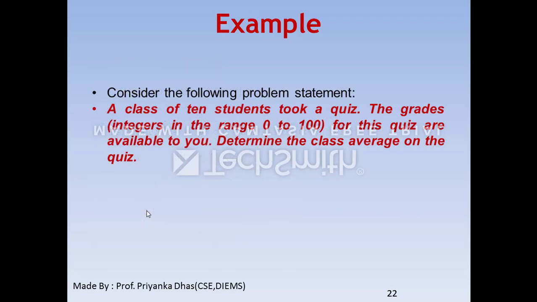Next one is an example you can solve on your own. The problem statement is: a class of 10 students took a quiz. The grades, integers in the range 0 to 100, for this quiz are available to you. Determine the class average on the quiz. Now here it is already given that you have to take input for 10 students. So the counter variable will be definite. It is for 10 repetitions.